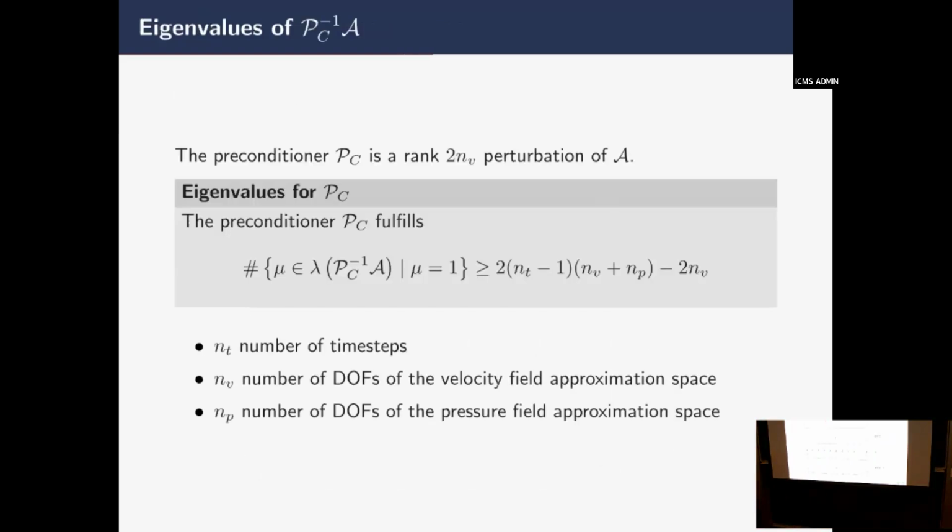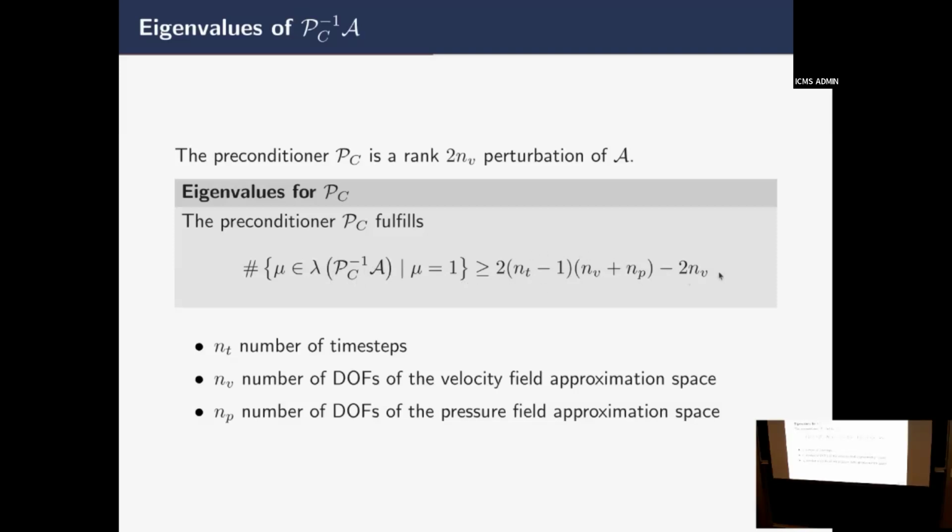And one can show nice properties about this preconditioner. The eigenvalues of the preconditioned matrix, PC inverse applied to A, of which 1 is quite large.